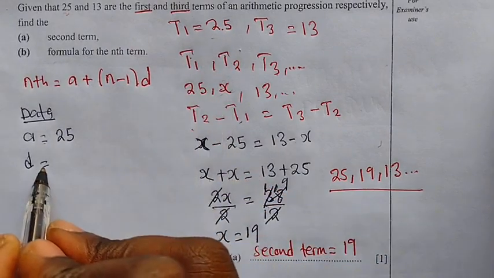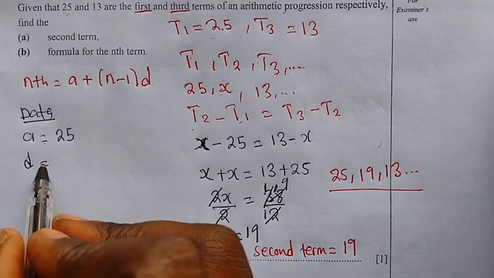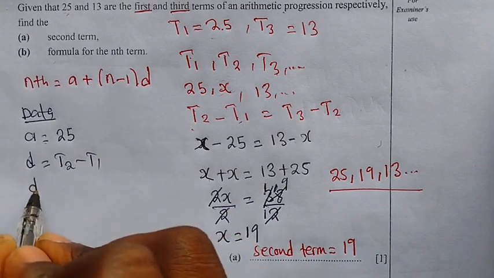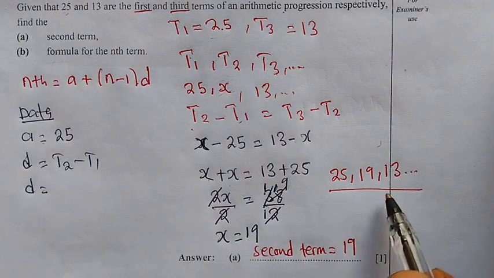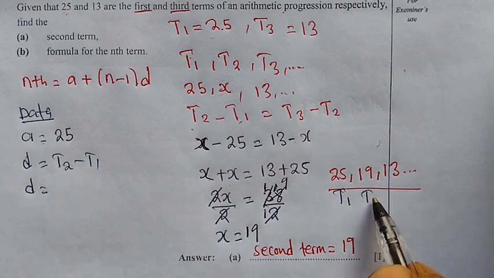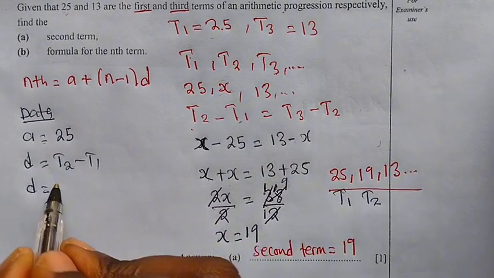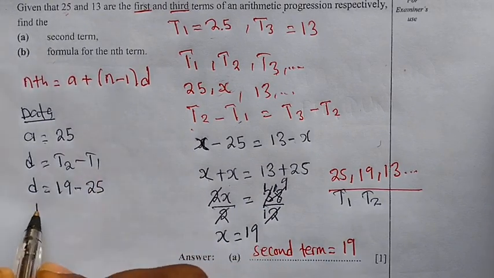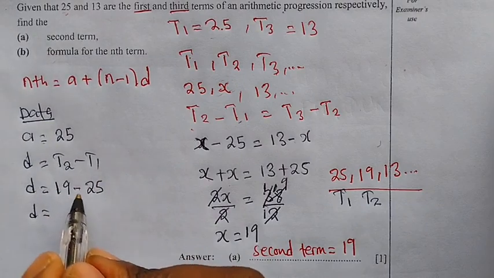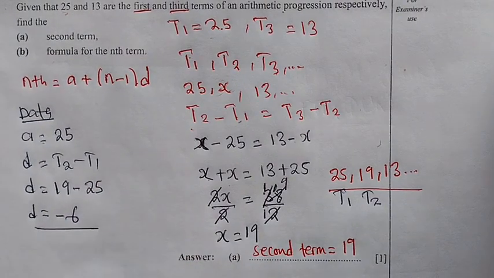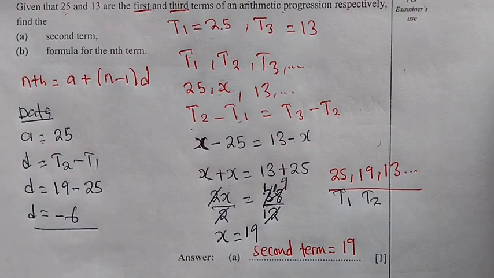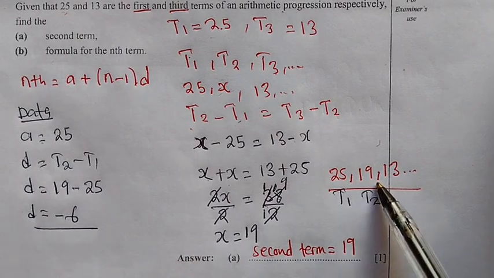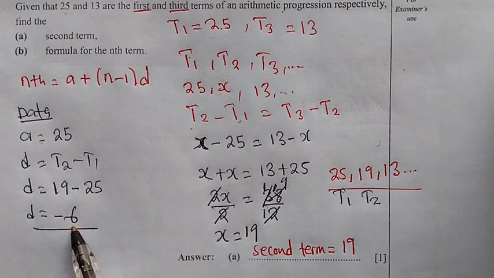So we need to find the common difference. How do you find the common difference? You get term 2 minus term 1. Now your sequence is this. This is your term 1, this is your term 2. So term 2 is 19 minus 25. So your common difference will be 19 minus 25. This will be negative 6. So this is your common difference. This common difference is constant. Even if you use third term minus second term, it will give you the same value, negative 6.